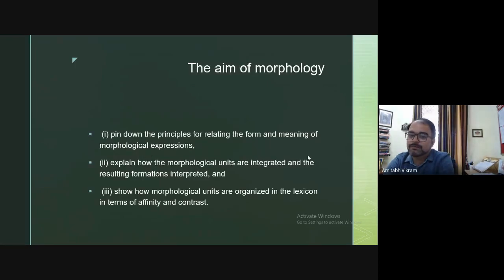So what is the aim of morphology? We need to understand why we are studying morphology, or what we are going to learn when we study it. The first aim is to pin down the principles for relating the form and meaning of morphological expressions. That means to state how something is formed and what type of meaning is associated with that. And that form and meaning association is not random, but is based on certain principles.